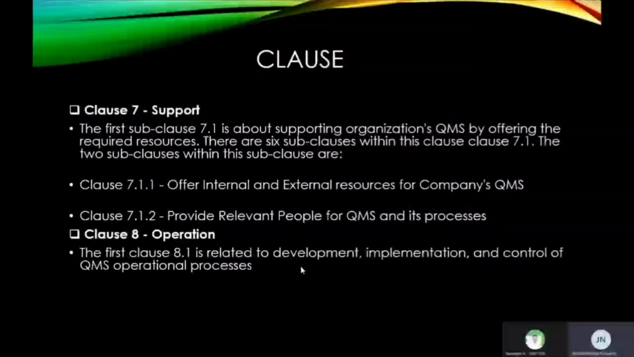Next, clause 7 is for support. The first subclause, 7.1, is about supporting the organization's quality management system by offering the required resources. There are 6 subclauses within clause 7.1. Clause 7.1.1 offers internal and external resources for the company's QMS. Clause 7.1.2 provides relevant people for the QMS and its processes. Then clause 8 is for operation. The first, clause 8.1, is related to development, implementation, and control of QMS operational processes.